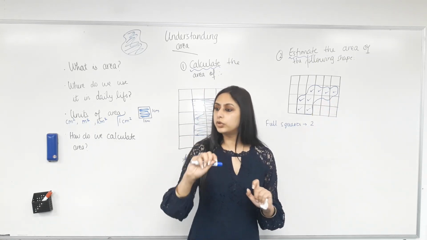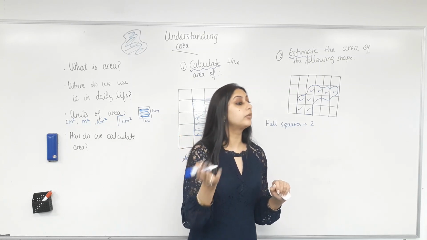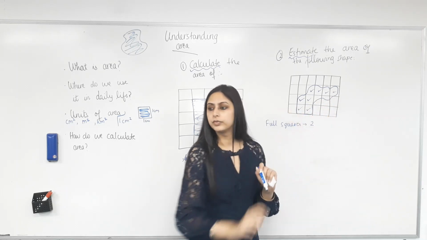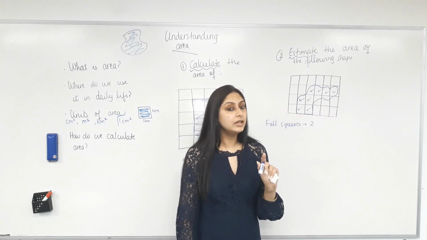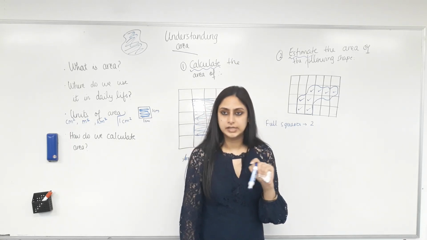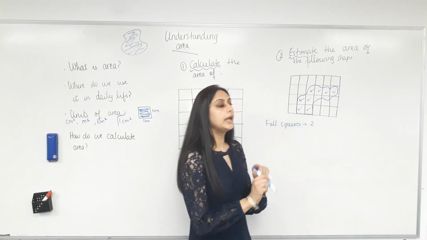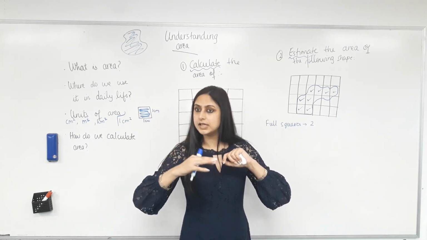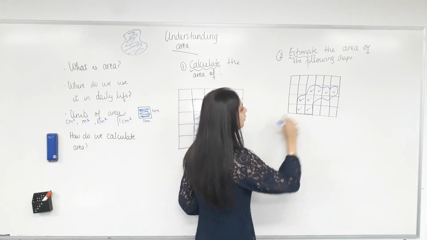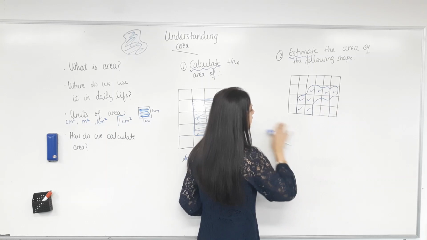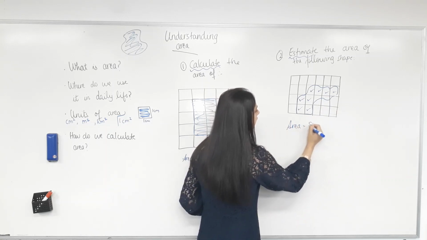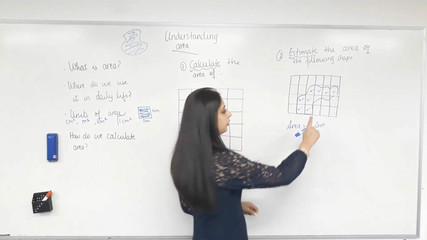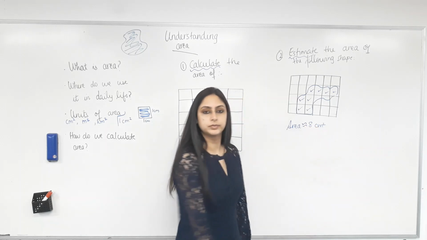So anything that's covered more than half, you count it as 1. Anything that's covered less than half, you don't count it. So we've counted a little bit more here, but then not counted those that were under half. Again, answers will not be exact. They'll be an estimation, but this is the rule that we follow. So how many squares will we count? 1, 2, 3, 4, 5, 6, 7, 8. So what's the area? 8 squared centimeters. Is that the exact area? No. So I'll put the approximation sign.